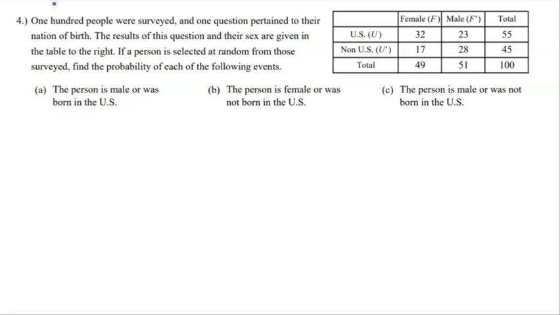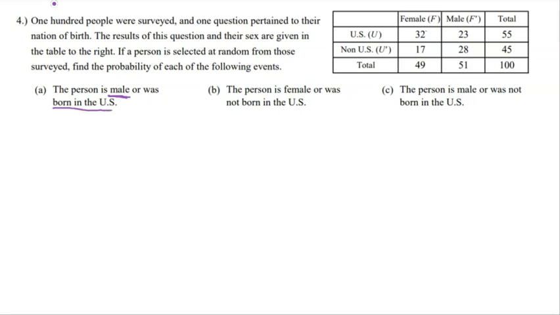And what that means is this: we have 4 categories. We have this one, this one, this one, and this one. And we have to ask, this category with the 32, that's female and born in the US. This one is female but not born in the US. This one is male and born in the US. And this one is male but not born in the US. Okay? And so what we're looking for here is the probability that the person is male or was born in the US.